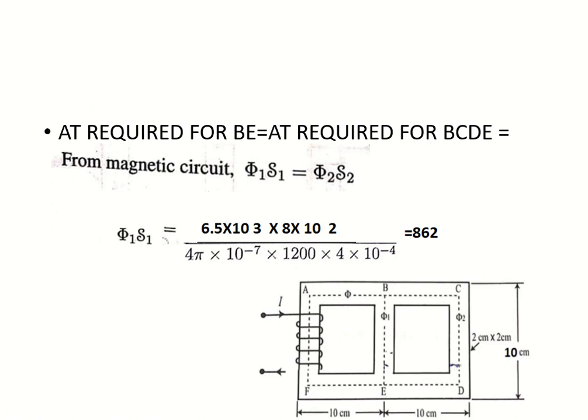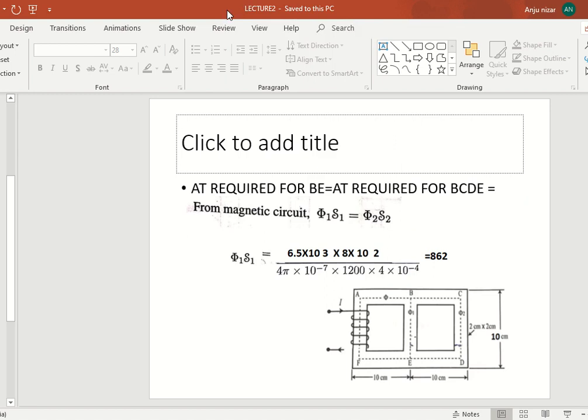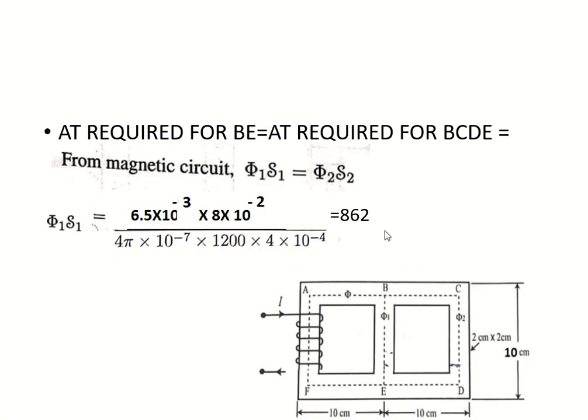Next you are going to find the value of ampere turn required for BE. Ampere turn required for BE is same as BCDE. This is BE. BE is same as BCDE. Okay. So which is Phi1S1, that is same as Phi2S2. What is Phi1? 6.5 into 10 raised to minus 3 weber. So the value of Phi1S1, you substitute these values, you will be getting 862 ampere turn. Okay.